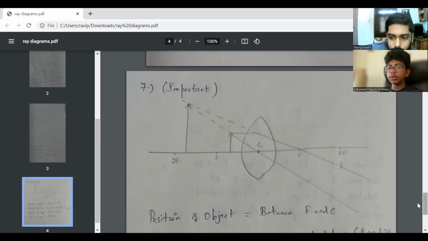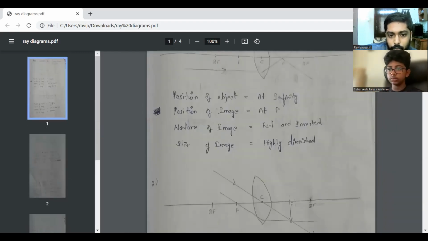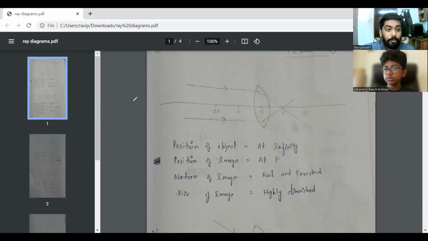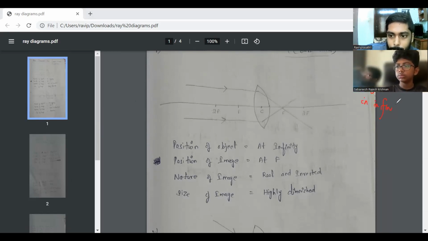Now we'll come to the positions at infinity. Actually, we saw some types of rays which produced images at infinity, correct? But what if your object is at infinity? Assume that the object itself is coming at infinity.